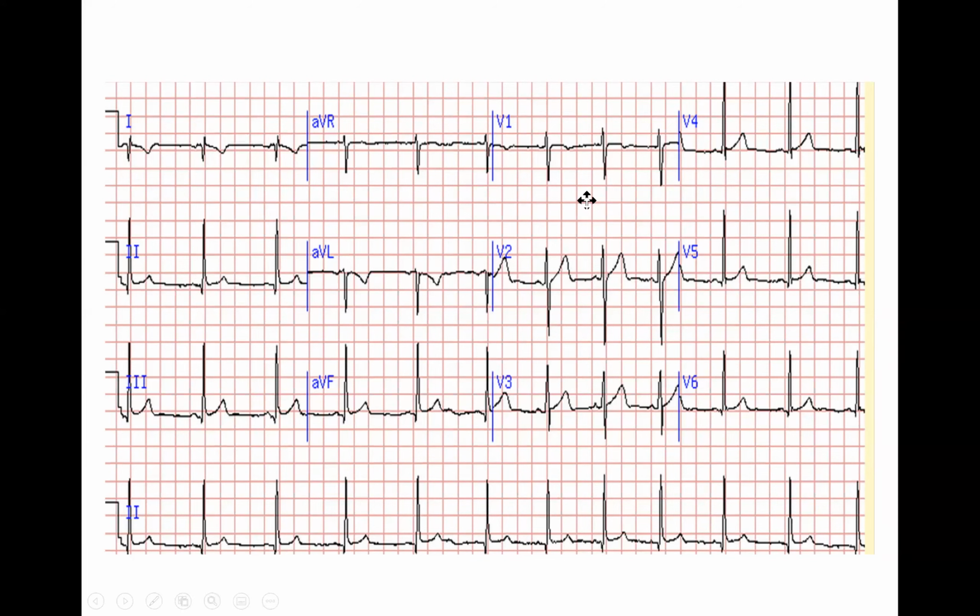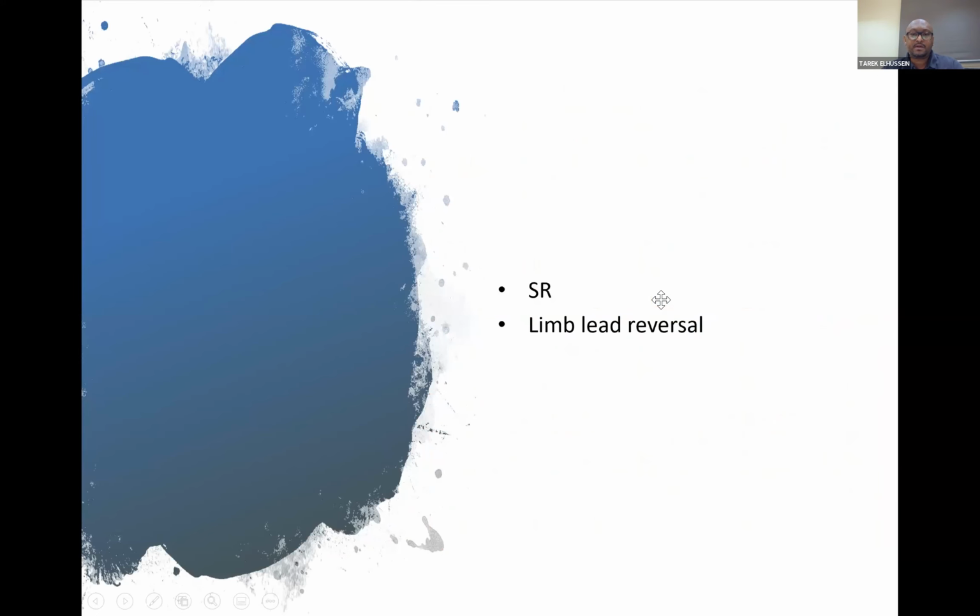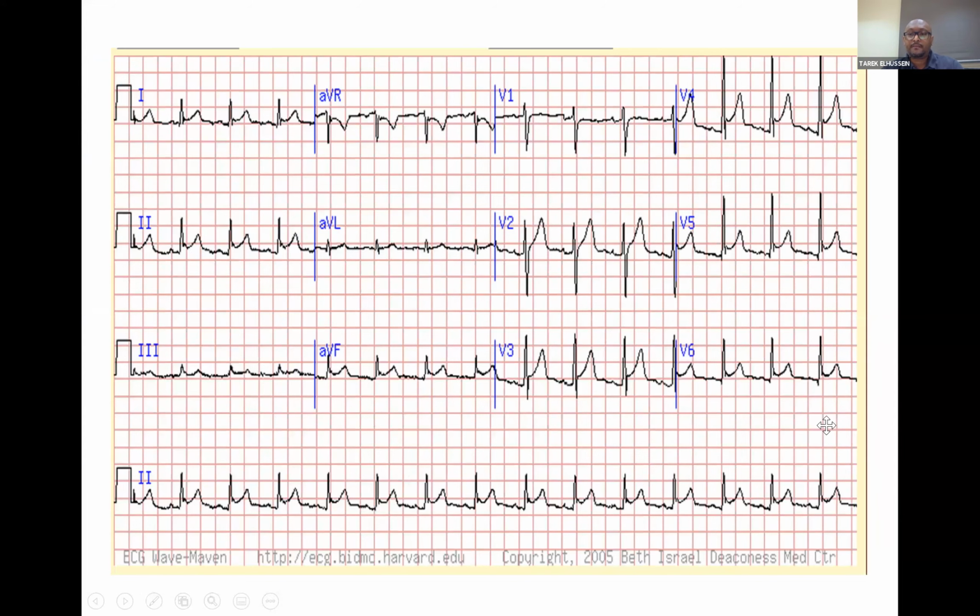Okay. So if you see the progression is reversed, then we call it dextrocardia. So here the answer is sinus rhythm with limb lead reversal. Okay. Next one, I will choose Yasin.